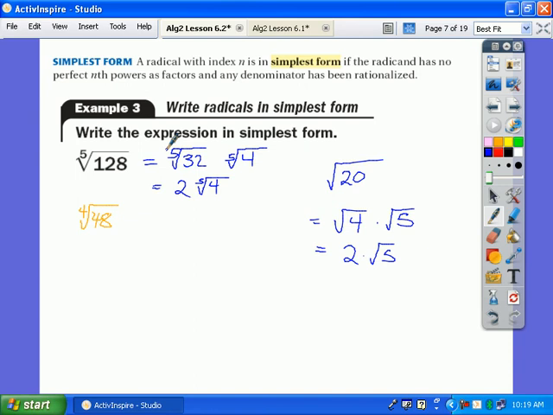So when we look at working on a 4th root, I'm going to look for a perfect 4th. Okay, 48 isn't a perfect 4th root. It's not a perfect 4th. So I need to break this up into 2 factors.